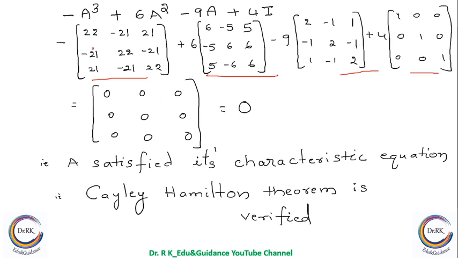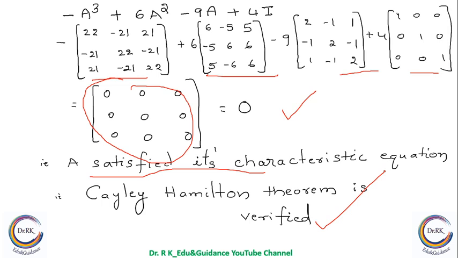If you simplify, you will get this. That means 0. So that means that is proved. Therefore, what we say is A satisfies its characteristic equation. That means the Cayley-Hamilton theorem is verified. So this is a common question.